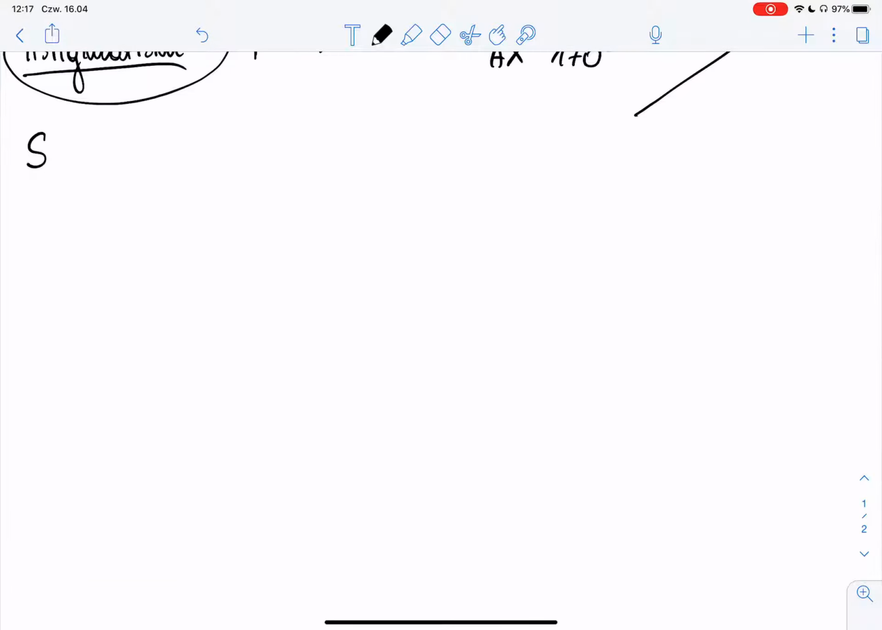Then we might have something that is called a squint. Po polsku, zez. And a squint happens when muscles responsible for eye movement are too weak. So basically, it might appear to people outside that one eye is looking in a certain direction and the other in a totally different direction.